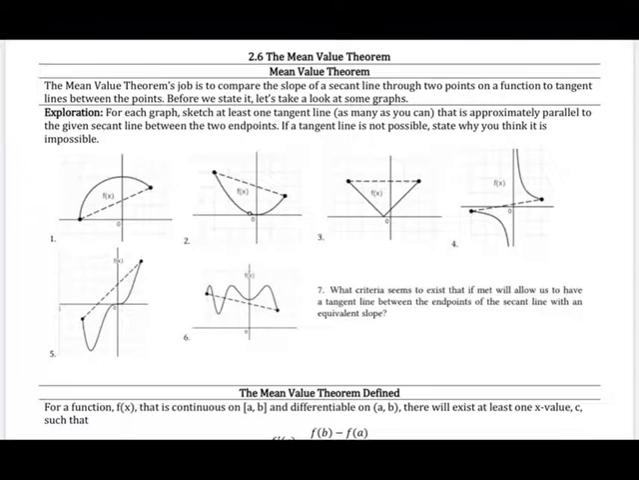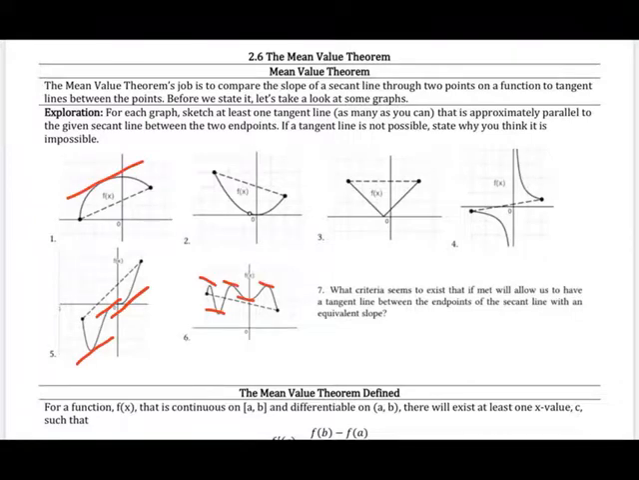So what I want you to do first is, if you look at these graphs below, sketch at least one tangent line. But if you can sketch more than one, sketch as many as you can. Sketch one tangent line to the curve that's parallel to that dotted secant line that's going through the endpoints. So go ahead, pause this video, sketch your tangent lines.